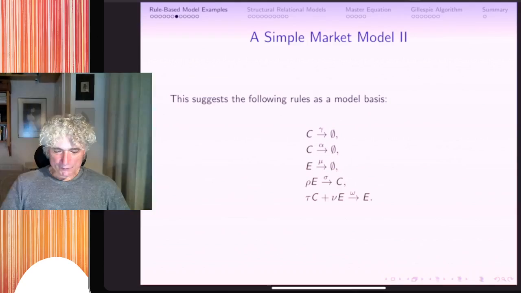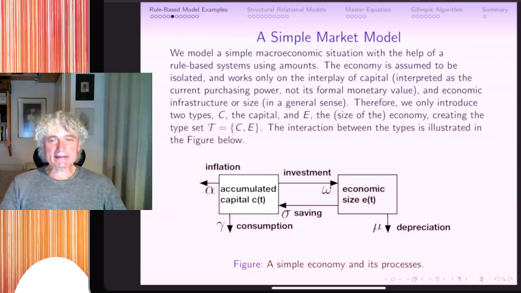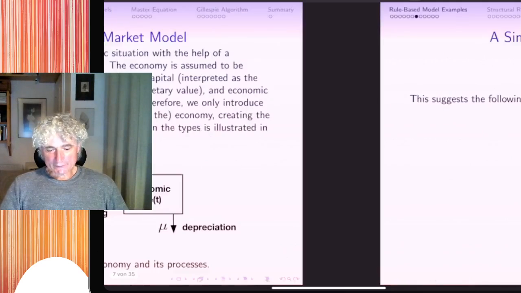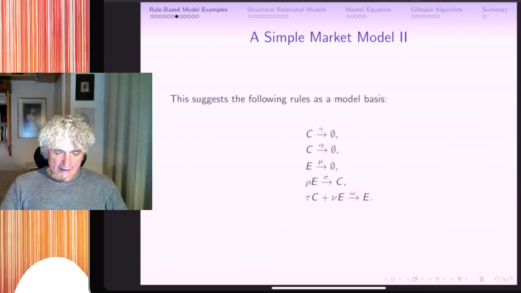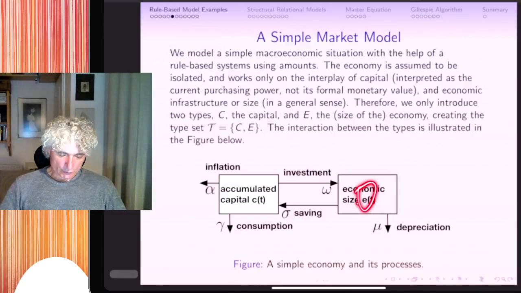But now we have to go to the middle here, which is the more interesting thing, because this is the kind of interaction between the capital and the economic size. So how does that work? We have that a fraction of the economy, with a certain rate sigma, and the fraction is given by rho, is becoming again capital C. So that is the arrow that goes from here to here.